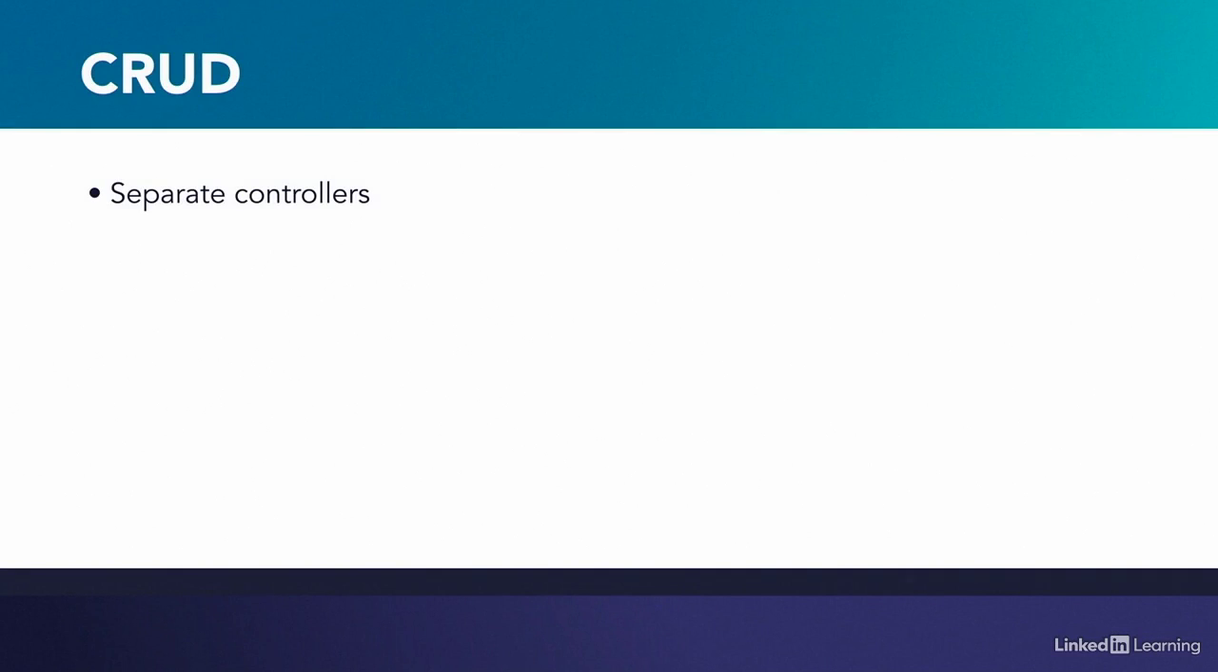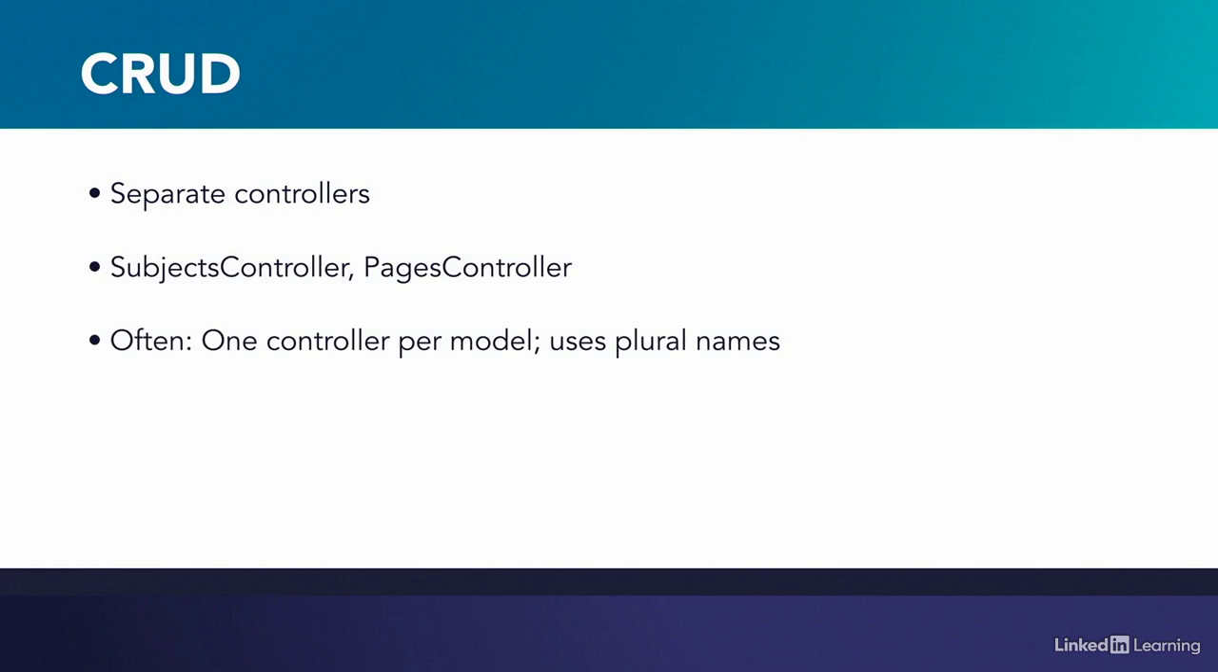Using this structure most often means that you're going to have separate controllers for each one of the tables that are in your database. So for example, you would have a subjects controller or a pages controller. So often it's one controller per model, and you're going to use plural names for the controller, whereas the models are singular names because they define the behaviors of a single row. Here we're going to use plurals.